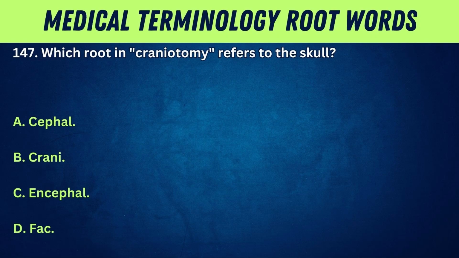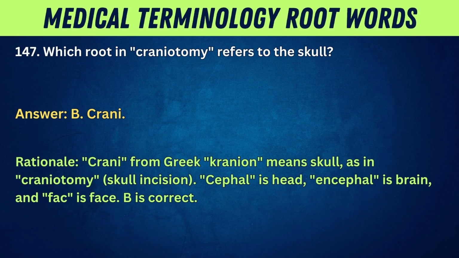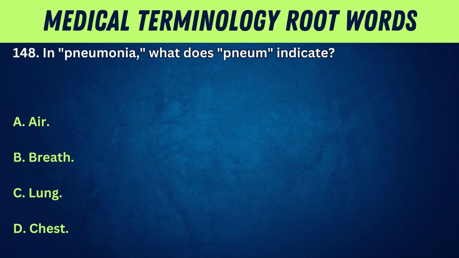147. Which root in craniotomy refers to the skull? A. Cephal. B. Crani. C. Encephal. D. Fac. Answer: B. Crani. Rationale: crani from Greek cranion means skull, as in craniotomy, skull incision. Cephal is head, encephal is brain, and fac is face. B is correct.